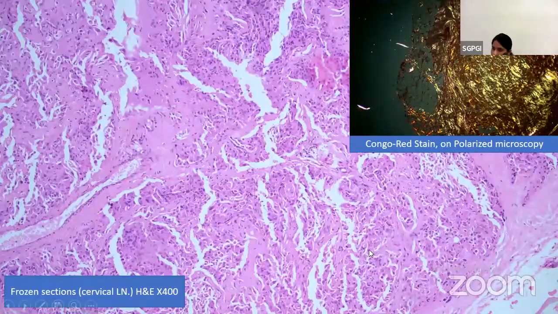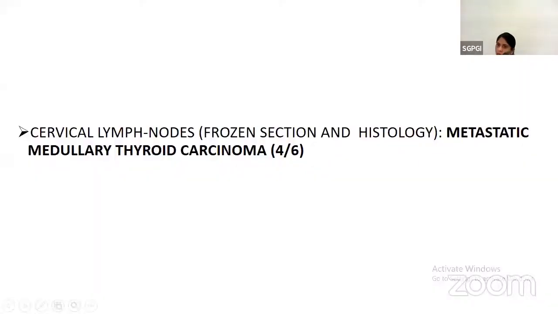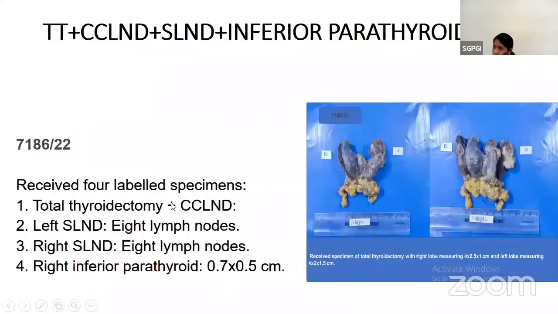cells. The tumor cells are showing a moderate pleomorphic nucleus with the dispersed chromatin and a moderate amount of eosinophilic cytoplasm. Along with the areas of these eosinophilic, congophilic deposits, which were highlighted on the Congo red stain on polarized microscopy. Here we can appreciate this apple green birefringence. So this was reported as metastatic medullary thyroid carcinoma.